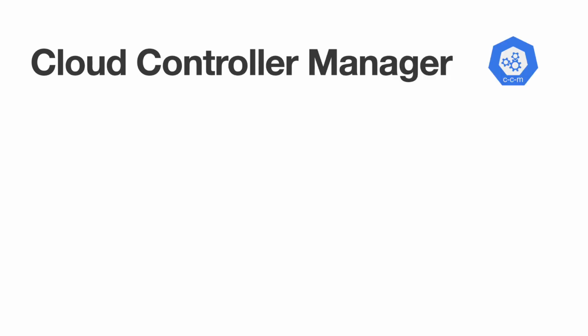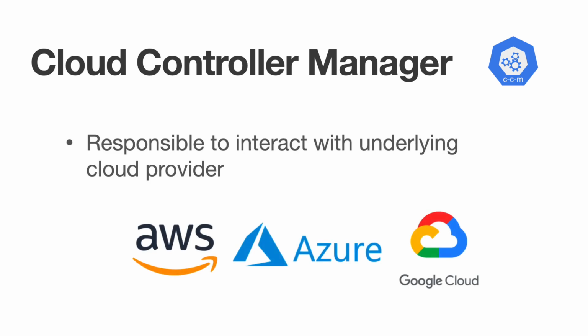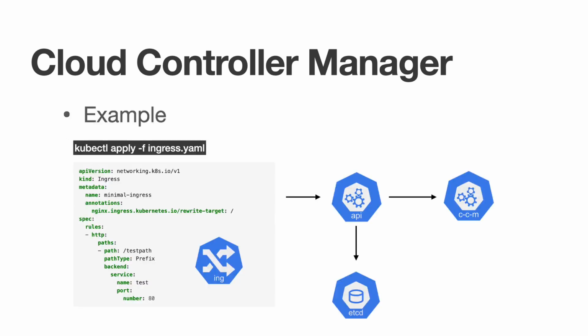We also have the Cloud Controller Manager, and the Cloud Controller Manager is responsible for interacting with the underlying cloud provider, such as AWS, Azure, or Google Cloud. So in this example here, we have a bit of configuration, and you're going to learn about all of this and what it means. But basically, this manifest, which I've called ingress.yaml, contains an ingress, and this gives us a load balancer.